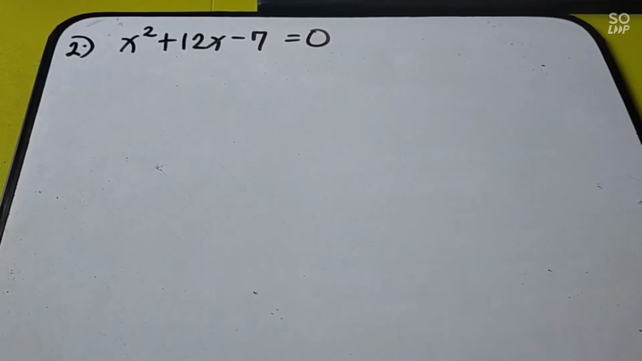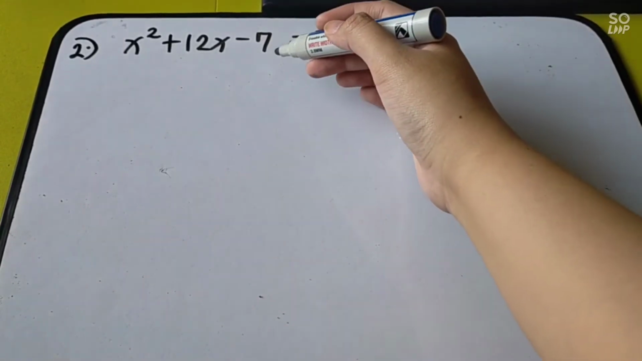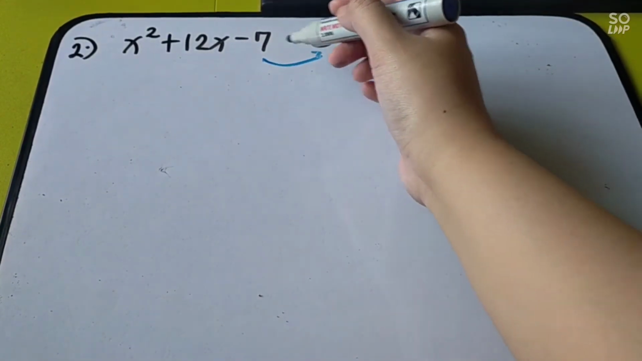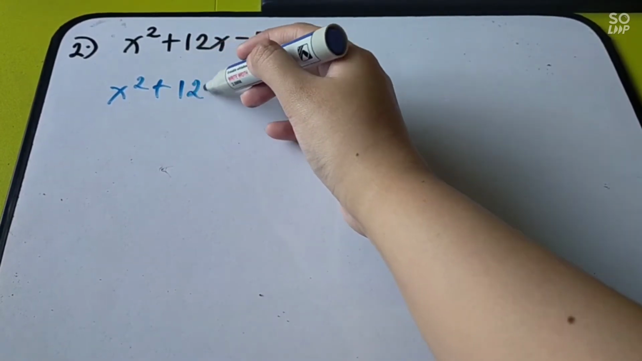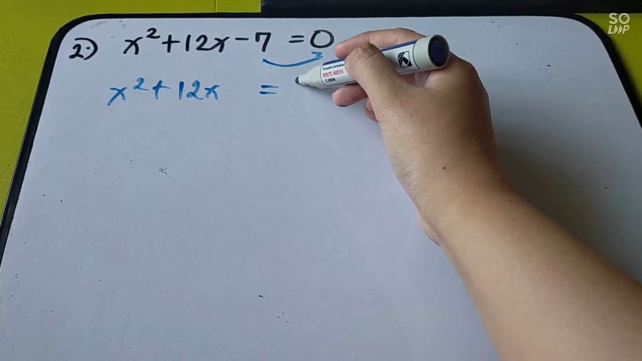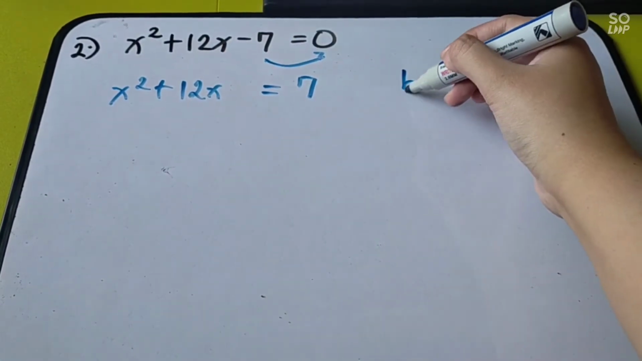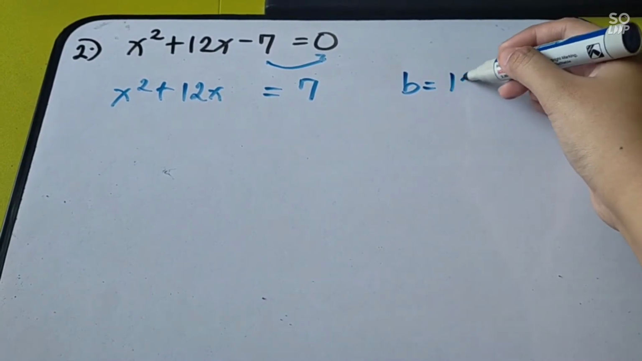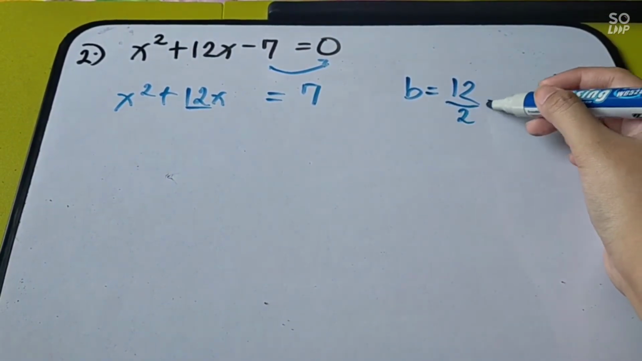Number 2. x squared plus 12x minus 7 equals 0. Okay, kailangan constant term to the other side. So, we have your x squared plus 12x is equal to positive 7. Let us find b. Ang b natin, we have here 12. Ito, yung b natin. So, divide mo by 2, the answer is 6.